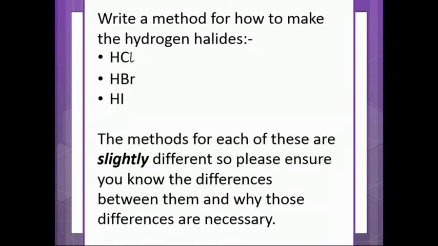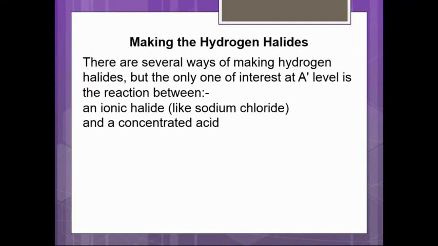So this was the task, and as I said, there was a slightly different method for each sort of halide. Now, it's not necessarily for each specific halide. There are two groups that we use slightly different approaches for. There are a few different ways of making the hydrogen halides, but there's only one that we talk about at A-level chemistry. And what we do is we take what we call an ionic halide.